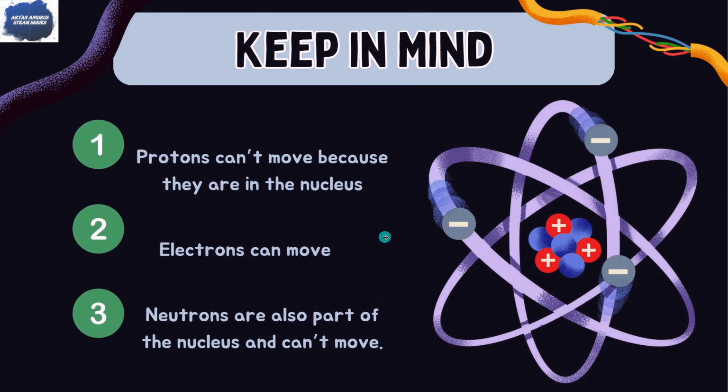Keep in mind, protons can't move because they are glued together in the nucleus. As you can see, this is the nucleus of an atom, and these protons are stuck together with these blue things, which are neutrons. And electrons can move around and can go from one object to another because they orbit around the nucleus.